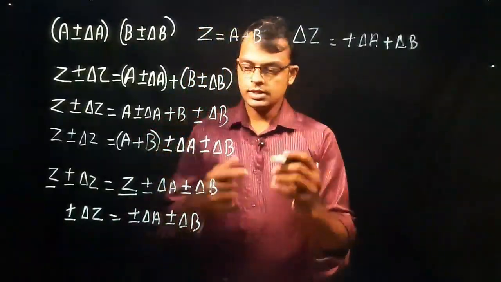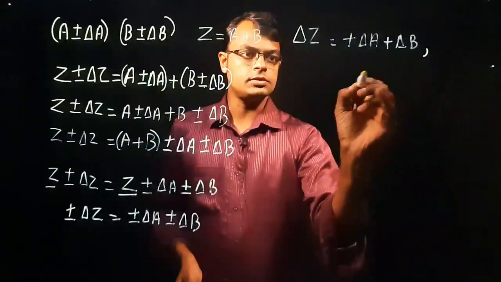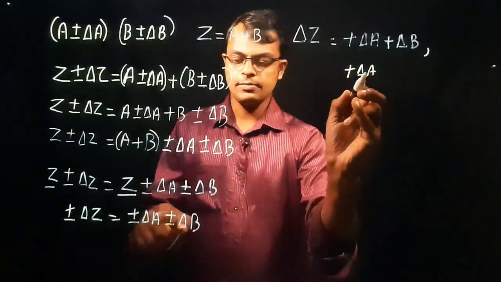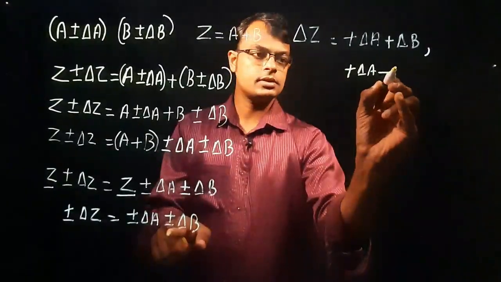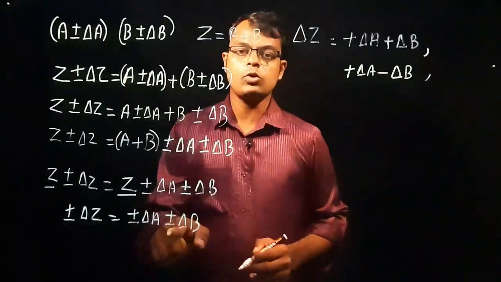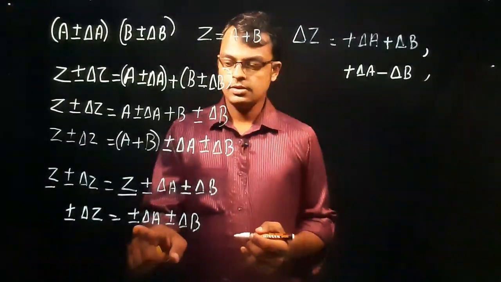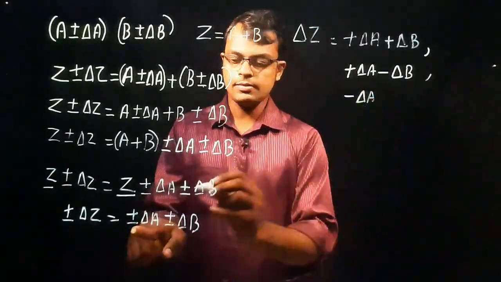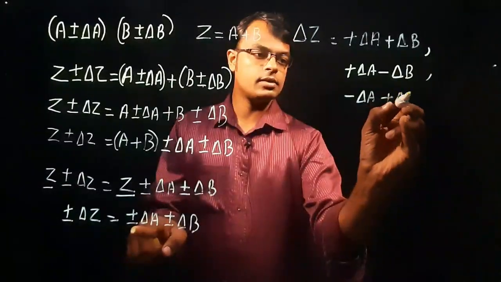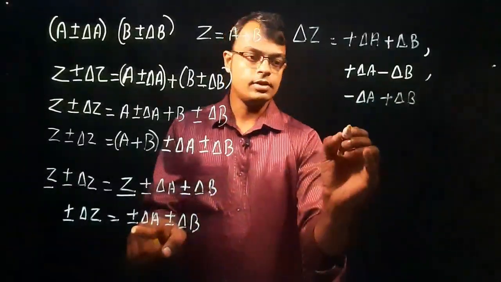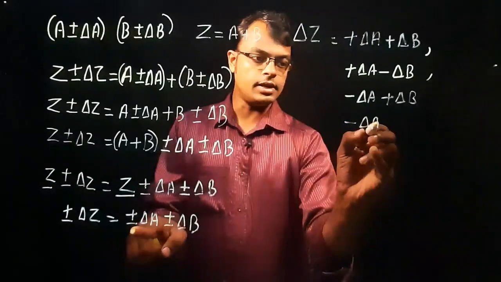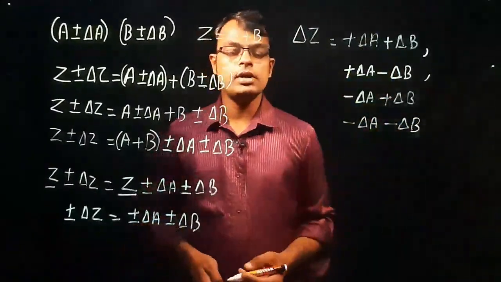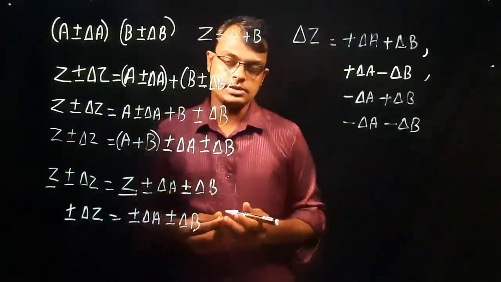Right. What is the next combination? The next combination is plus delta a, minus delta b. So this is the second error combination. Next one, you take the minus delta a plus delta b. Same way, minus delta a minus delta b. So these are the possible error combinations in the final result.